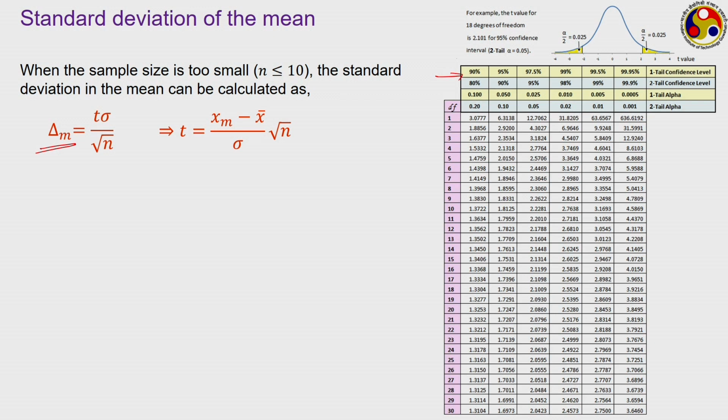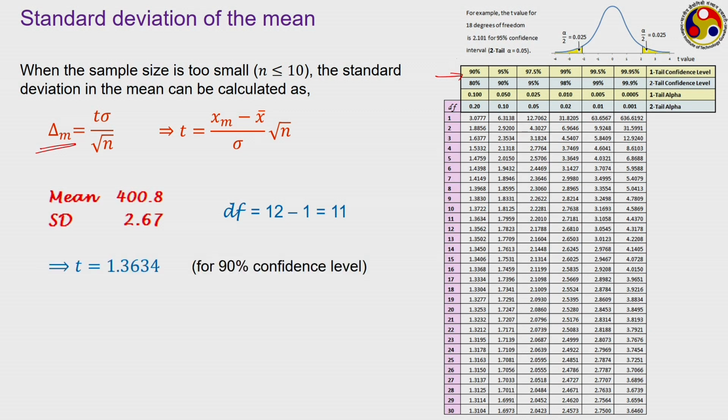We have the confidence interval, and then we have the corresponding T values. If we go back to our example, there we had mean as 400.8 and standard deviation as 2.67. Degrees of freedom was 11, as we have already discussed. So, if you put that, degrees of freedom is 11. So, this is the line. If we decide a 90% confidence interval, in 90% confidence interval our T is 1.3634.